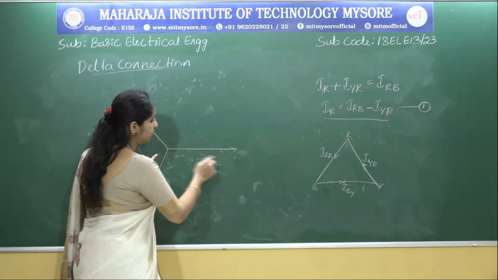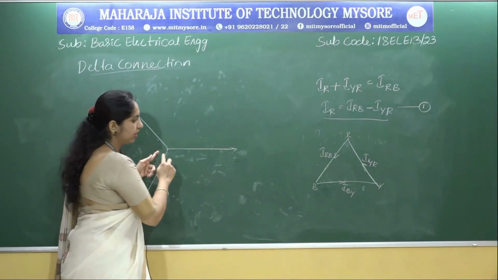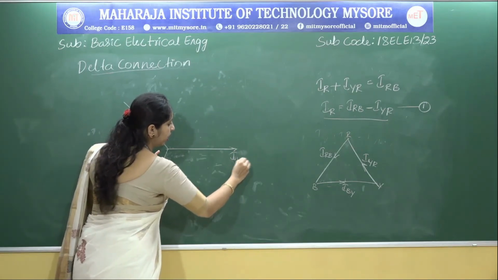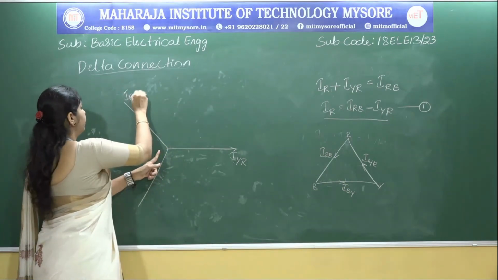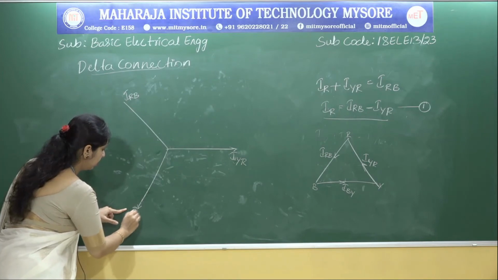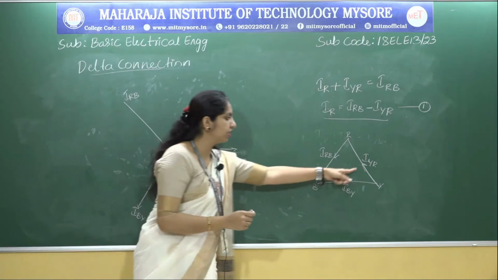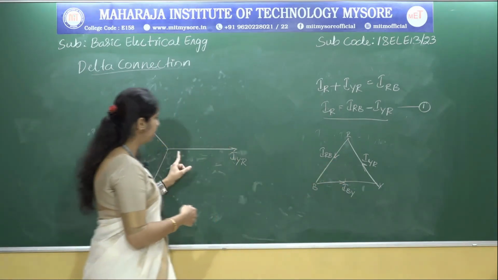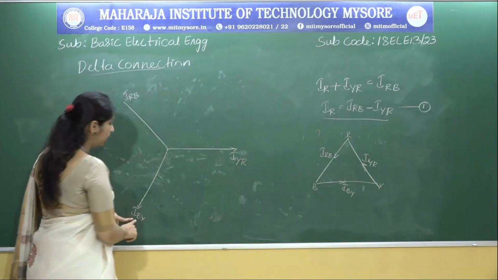To start the phasor diagram, we need to have the phase current. So which is the phase current? Let us have the first one as IYR, the next one as IRB, and this last one as IBY. According to the direction of the currents which we analyzed in the delta circuit, we have taken the phase currents here: IYR, IRB and IBY.